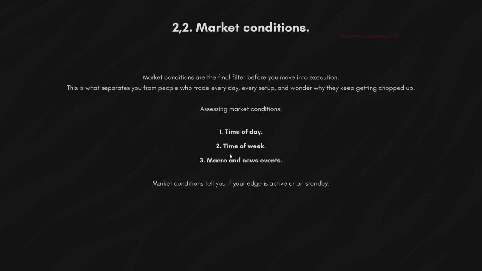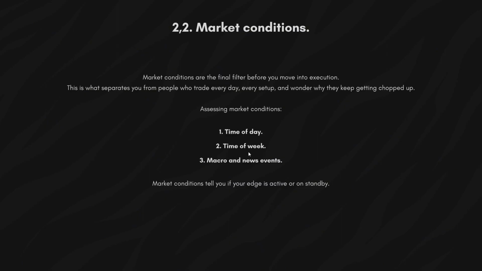The second thing is the time of the week. This is about looking at the weekly structure and figuring out whether we've already had our weekly range expansion or not, or whether we can still ride it. Are we still inside a dealing range, or are we still looking for the high or the low of the week? This basically helps you avoid forcing trades when the market isn't ready.